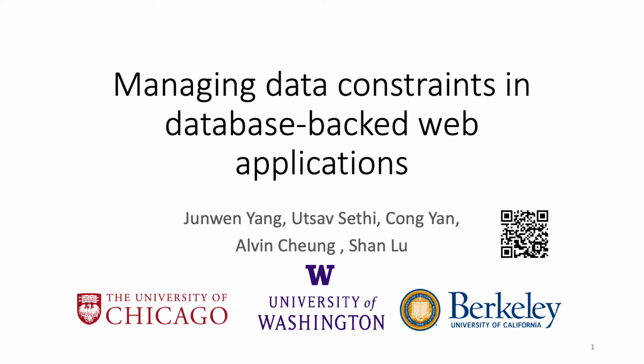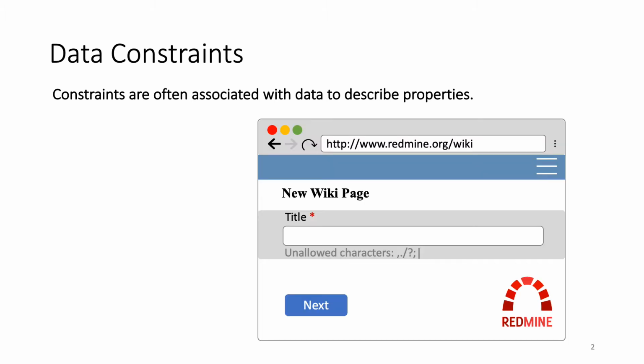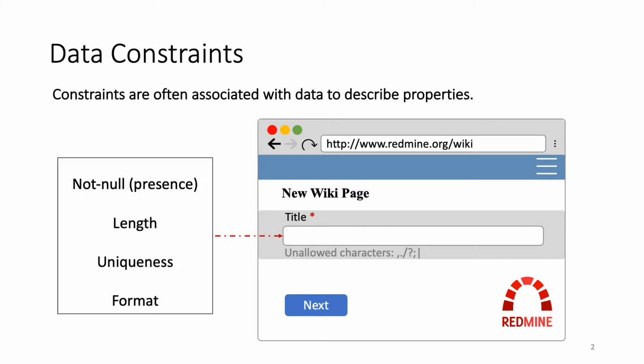Today I'm going to introduce you my work on managing data constraints. Data constraints are often associated with data to describe their properties. For example, in the given web page where you can create a new wiki, there might be many constraints associated with a title text box, like not null, length, uniqueness, and format.